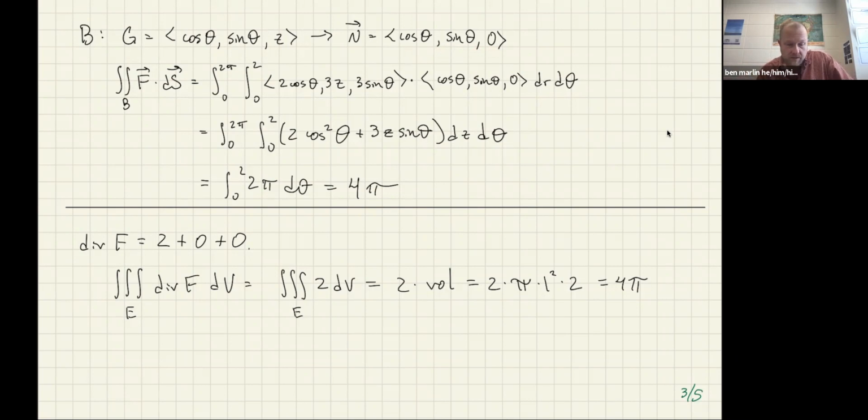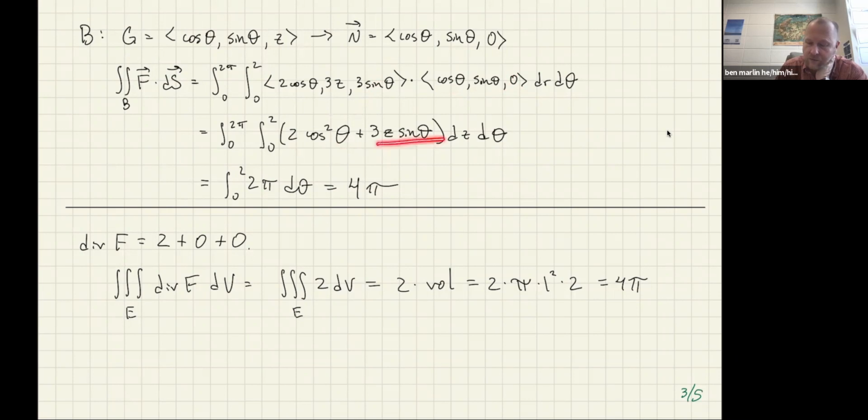So then we come along here, and for the 2x, replace x with cosine theta. For the 3z, replace z with z. That wasn't much of a replacement, but you know. And for the 3y, replace the y with the sine theta. And we get to dot with this. The 0 there means that we drop this out. And so we end up with a 2 cosine squared theta and a 3z sine theta.